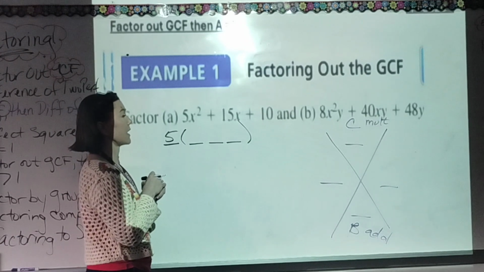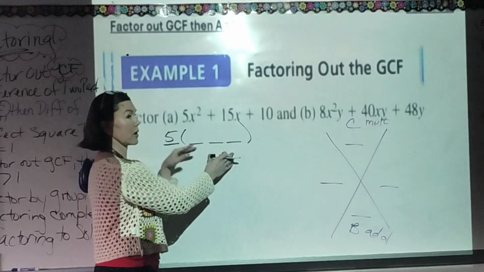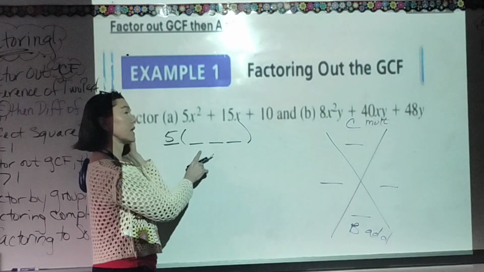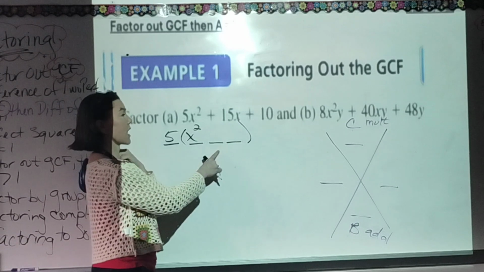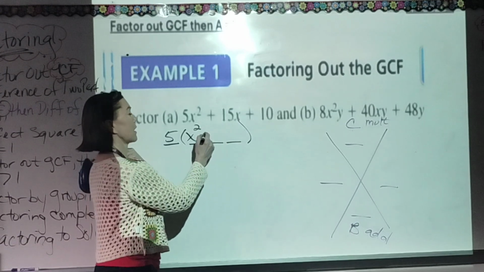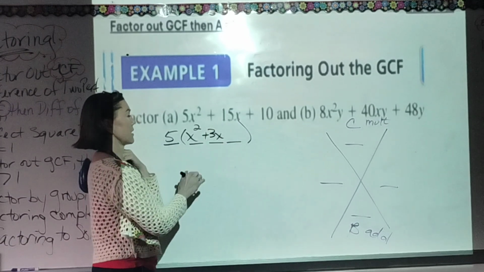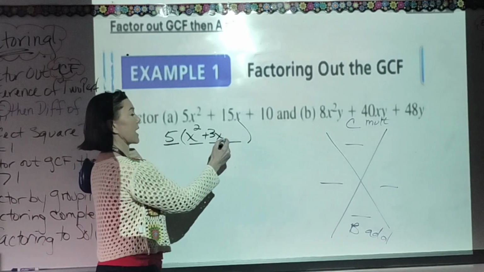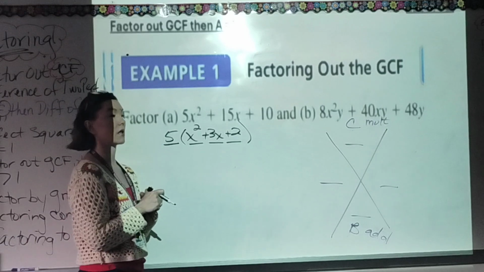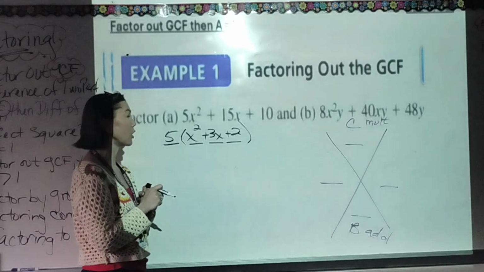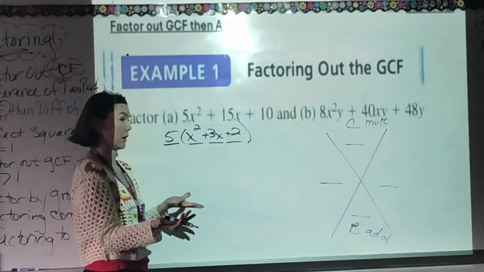Okay? And then you have to fill in the rest of your trinomial. 5 times what gives you 5x squared? X squared. And 5 times what gives you 15x? Positive 3x. And 5 times what gives you 10? Positive 2. So the algebra EOC will tell you to factor completely, right?